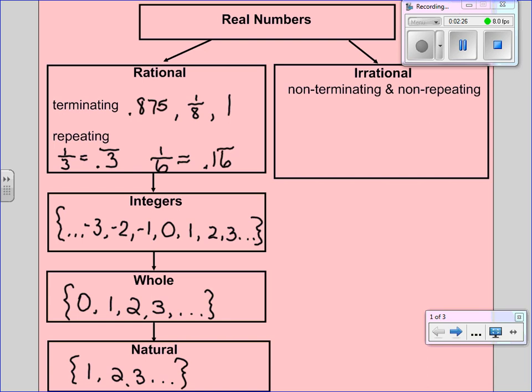So all natural numbers are whole numbers, all whole numbers are integers, all integers are rational numbers, and all rational numbers are real numbers. It doesn't work the other way around though. All rational numbers are not integers. So just kind of be careful when you're thinking about which numbers are which.